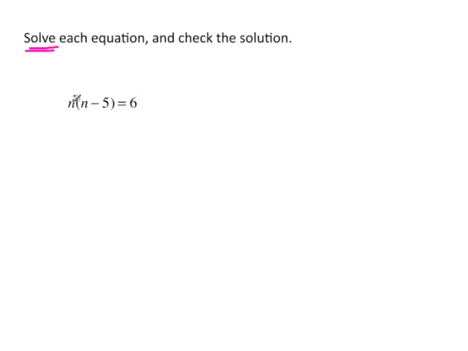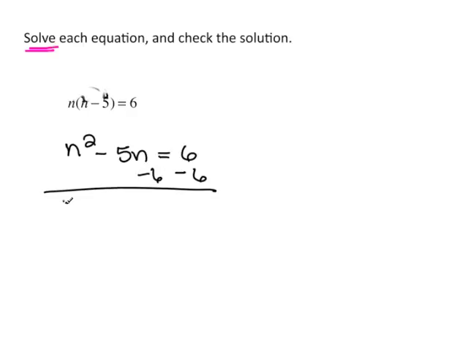So we're going to use the distributive property to multiply these two numbers out and set it equal to 0. So n times n here, and then n times 5. So we get n squared minus 5n is equal to 6. In order for us to use the zero factor property, we need to have the right-hand side of the equation equal to 0. So we're going to move the 6 to the left-hand side. We subtract 6 from both sides and get n squared minus 5n minus 6 is equal to 0.